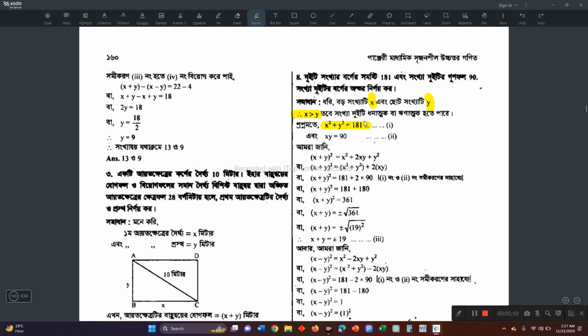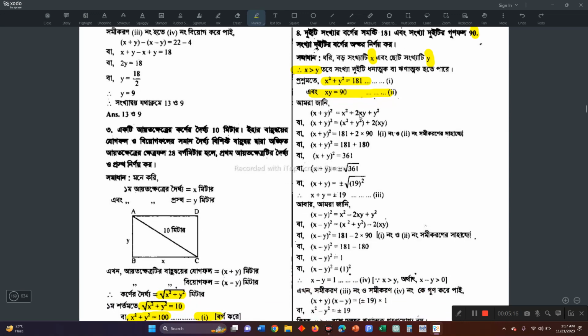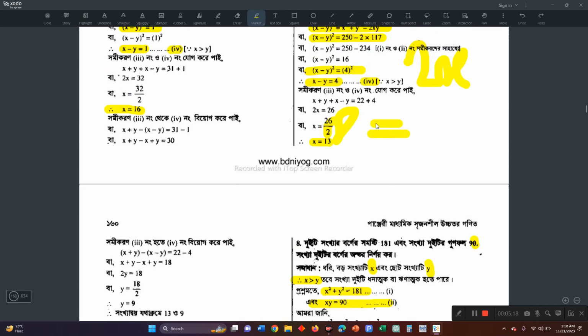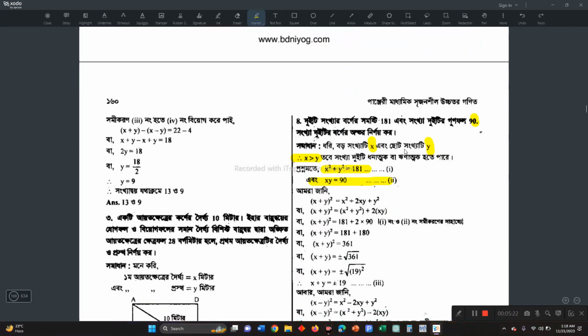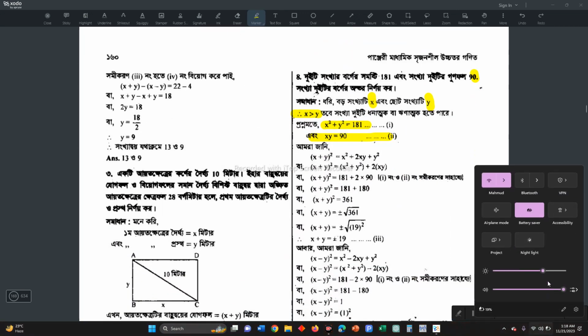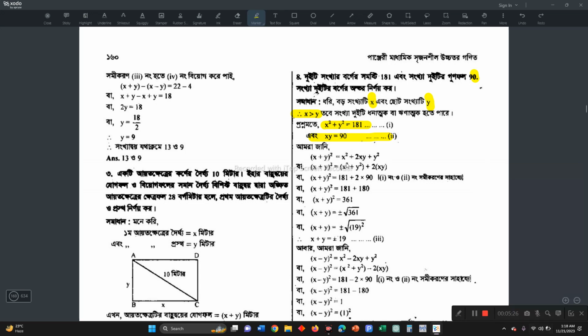And then the product of the numbers is equal to 90. That means x into y is equal to 90. Now we know x plus y whole square is equal to x square plus 2xy plus y square. The whole thing here is the same as what we have done earlier.